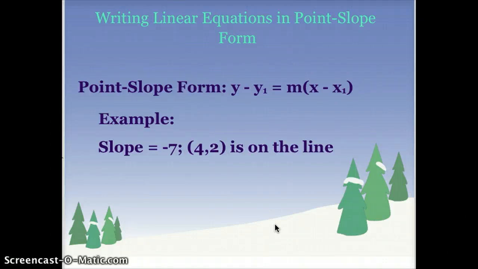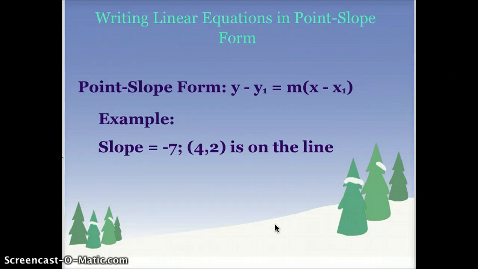You have now seen what an equation looks like in point-slope form. y minus y1 equals m times the quantity x minus x1. You only substitute values for y1, m, and x1. All else remains the way it is.